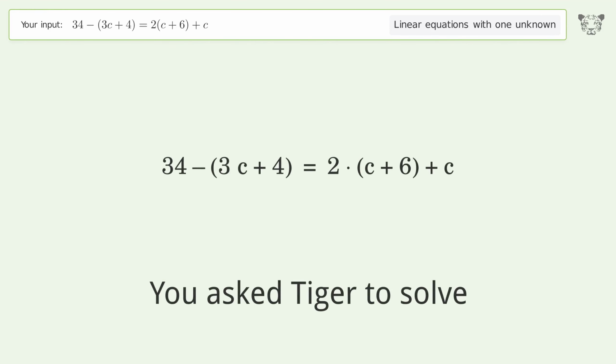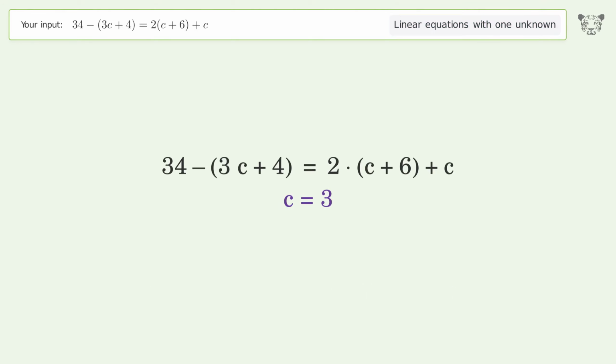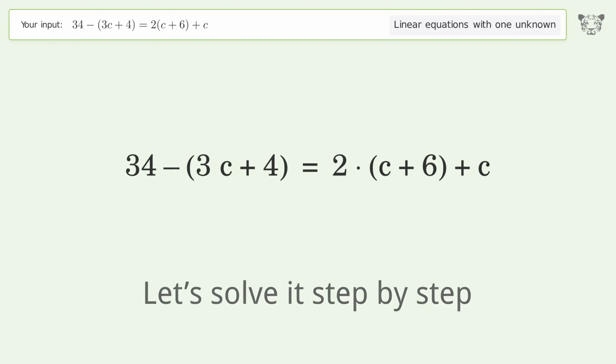You ask Tiger to solve this. It deals with linear equations with one unknown. The final result is c equals 3. Let's solve it step by step.